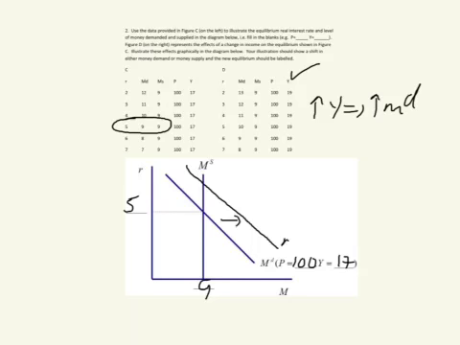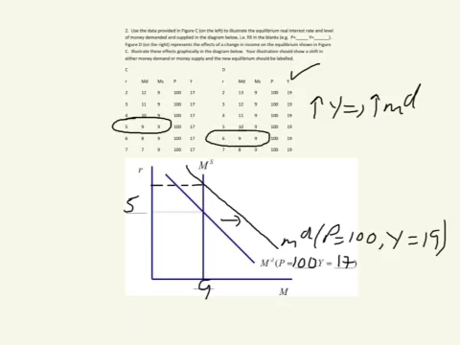So this money demand relationship is conditioned on the price being equal to 100 and income equal to 19. And that money demand relationship intersects money supply at a higher interest rate. If we go and look in the table, we got it right there. So the interest rate is up to 6.